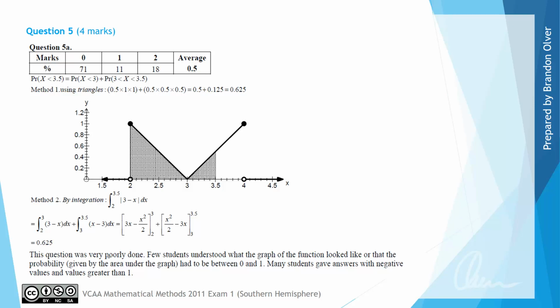The examiner states that it was very poorly done. Few students understood what the graph of the function actually looked like, or that the probability given by the area under the graph had to be between 0 and 1. Many students gave answers with a negative value or with values greater than 1, and students are reminded that both are impossible when we're considering probabilities.